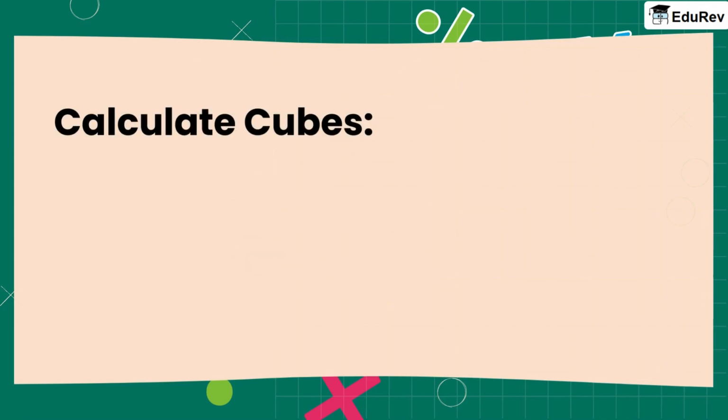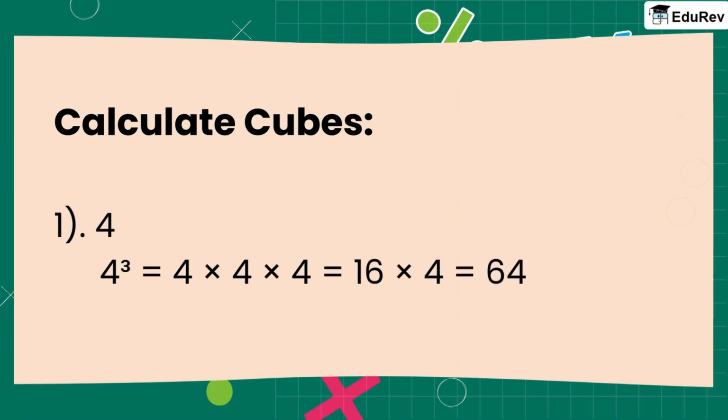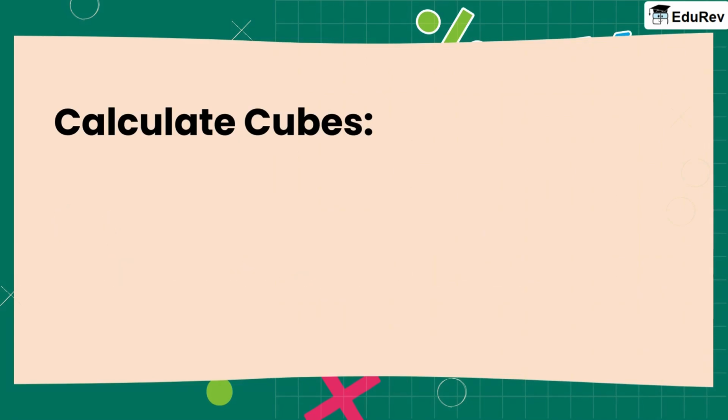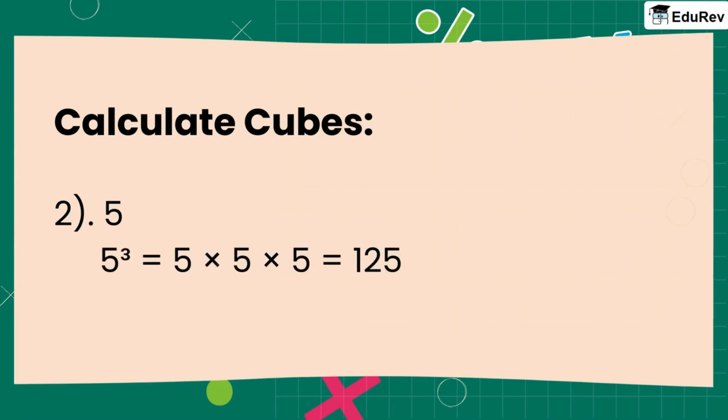Let's calculate cubes of some numbers. Let's start with 4. What will it be? To calculate the cube of 4, we will multiply 4 three times. Therefore, 4 cube is equal to 4 into 4 into 4. 4 into 4 is 16, and 16 into 4 is finally 64. Try the next on your own. 5. So, the cube of 5 is 5 into 5 into 5, is 125.